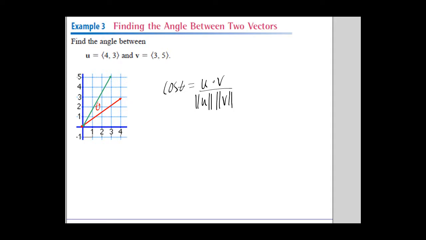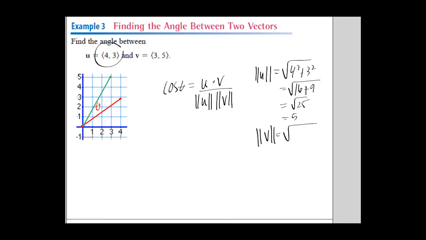So I'm going to do a little side work over here. The magnitude of u is equal to, let's see, 4 squared plus 3 squared. 4 squared is 16, 3 squared is 9. So the magnitude of u is the square root of 25, or 5. Whereas the magnitude of v is equal to 3 squared plus 5 squared. So 9 plus 25 is 34, so the square root of 34.